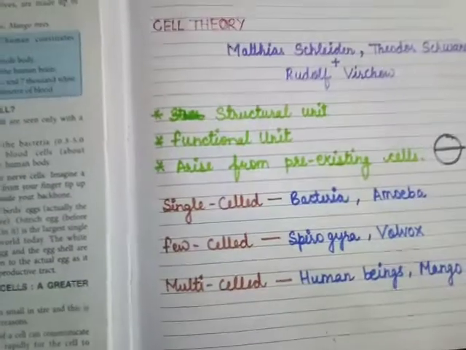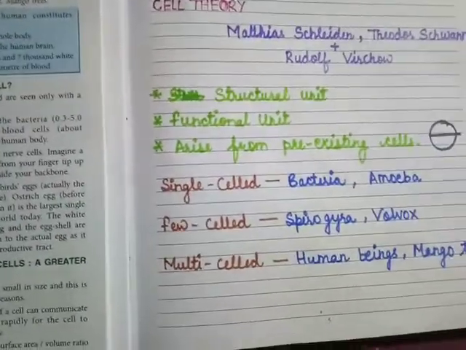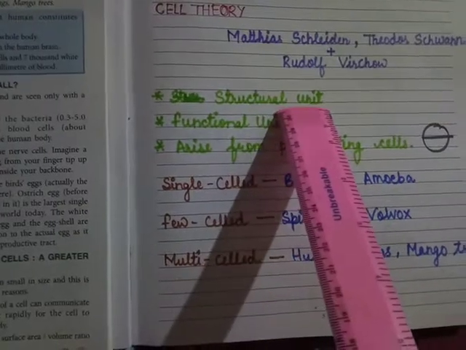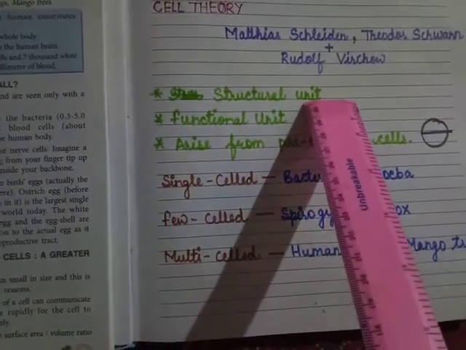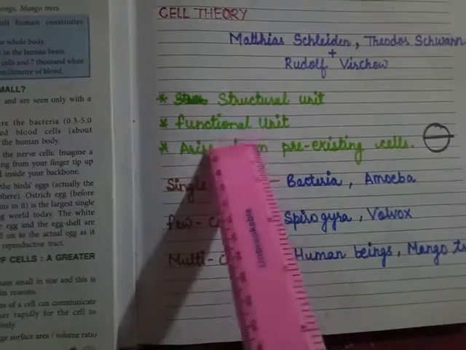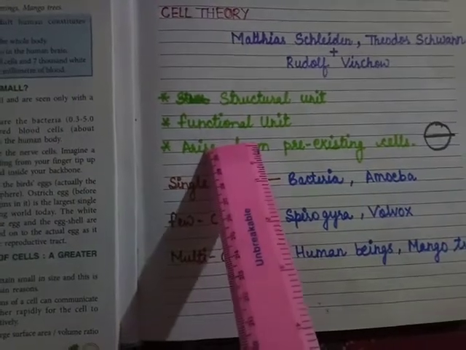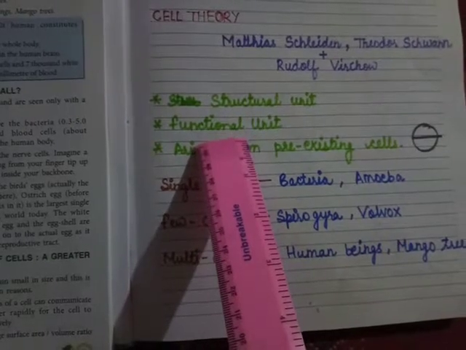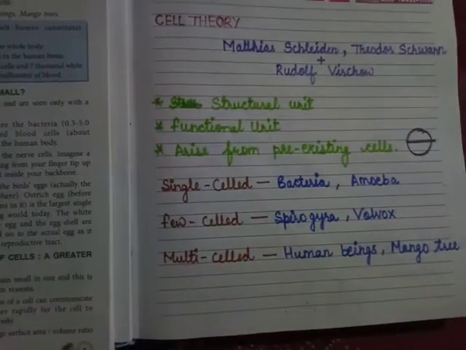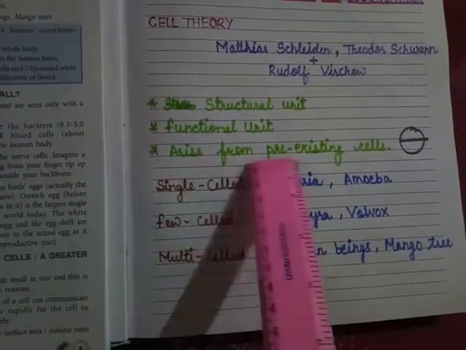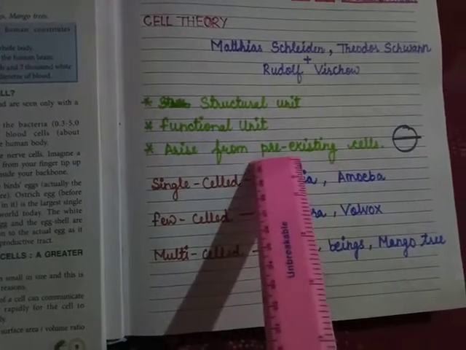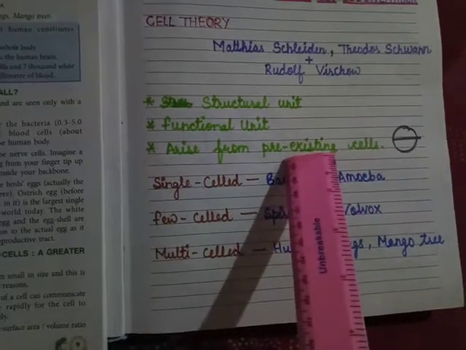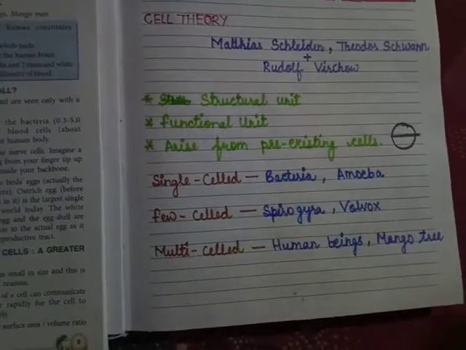Why is the cell called a structural unit? Because when we see the cell under the microscope, we will be able to see all the cellular structure. Why is it called a functional unit? Because all the cells together do the function in the body. And all cells arise from pre-existing cells. That means they undergo division from the old cells and newer cells are formed.